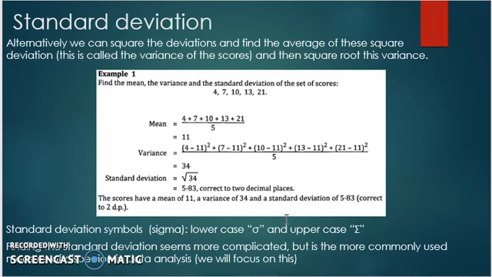All right, so we've also got two symbols that you should know. The standard deviation symbol is sigma. The lowercase is kind of this O with a little curl on the end, and the uppercase is kind of like a funny looking Z or an E. So lowercase sigma and uppercase sigma. So even though finding the standard deviation seems more complicated, it's actually the more commonly used measure of dispersion in data analysis. And we're going to focus on this one.